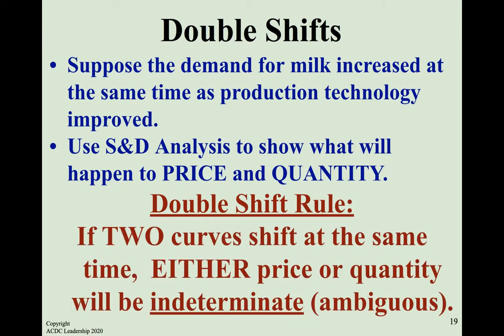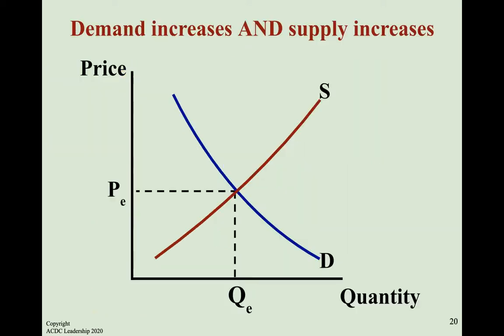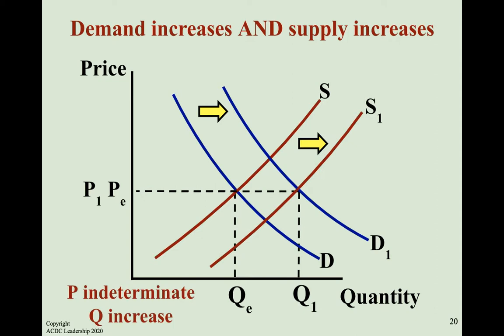The double shift rule says if two curves shift at the same time, either price or quantity will be what's called indeterminate or ambiguous. So if the demand increases and then the supply increases, the price is indeterminate, but the quantity increased.